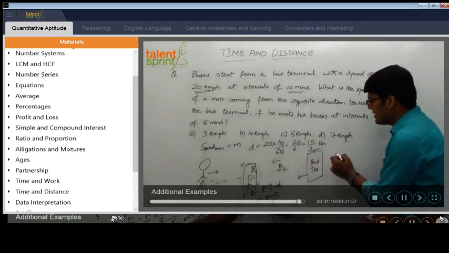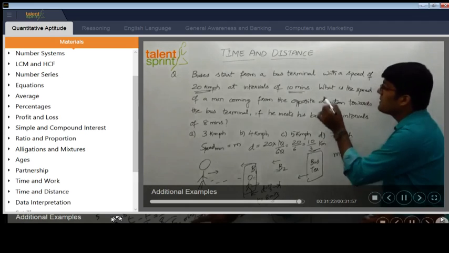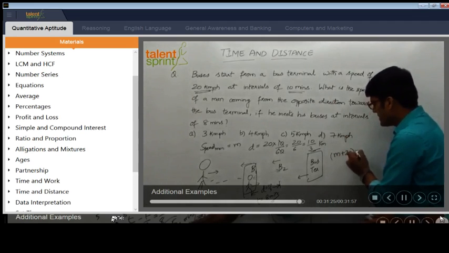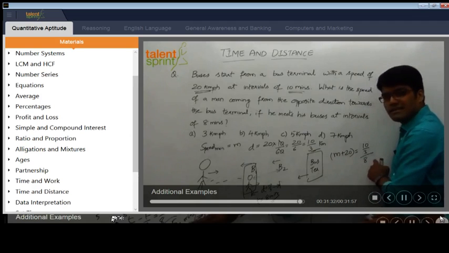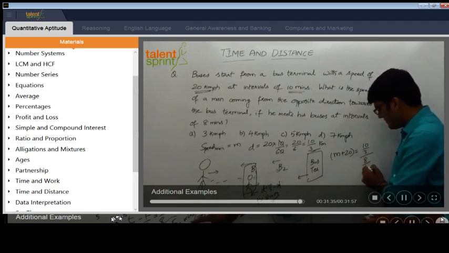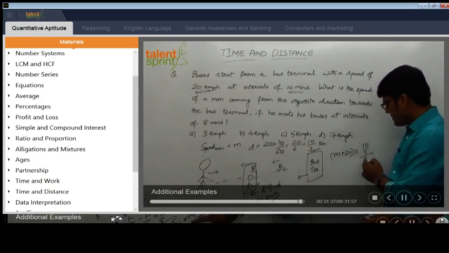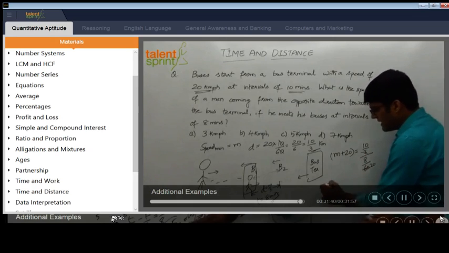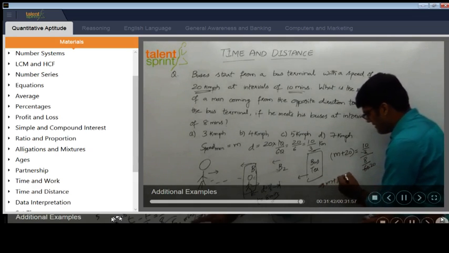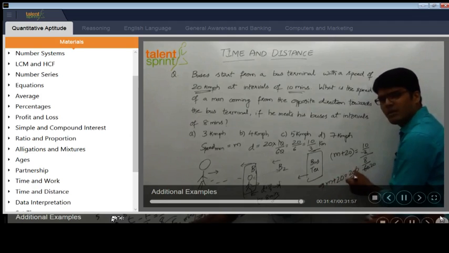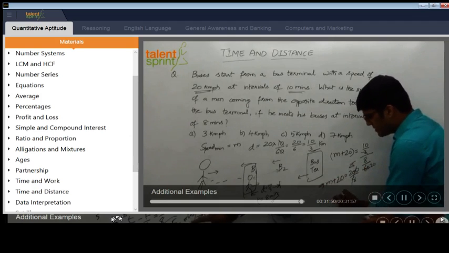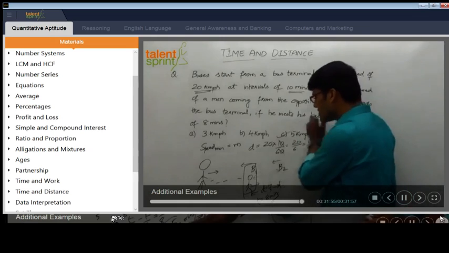So sum of the speeds means what? Speed of the man, m, plus speed of the bus, 20, equals distance travelled by time. How much is the distance travelled? 10 by 3 kilometers divided by time, 8. But you know that this is in minutes. Convert this to hours. Simplify and get the value of m. So m plus 20 equals 10 by 3 into 60 by 8, which is 200 by 8. What is 200 by 8? 25, right? 200 by 8 is 25. So we can say speed of the man is 25 minus 20, which is 5 kilometers per hour. 5 kilometers per hour, which is option C.